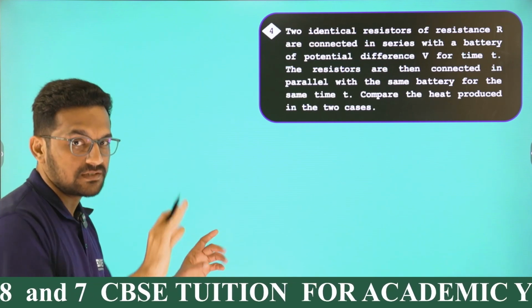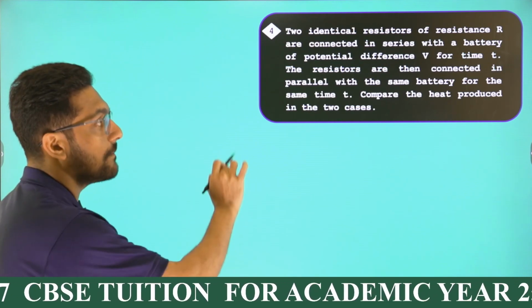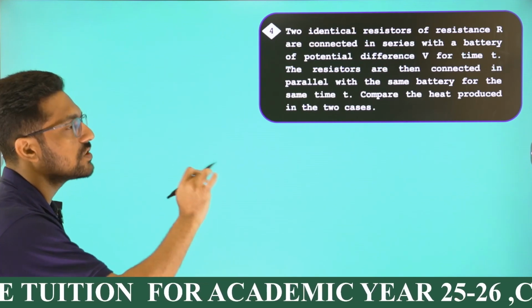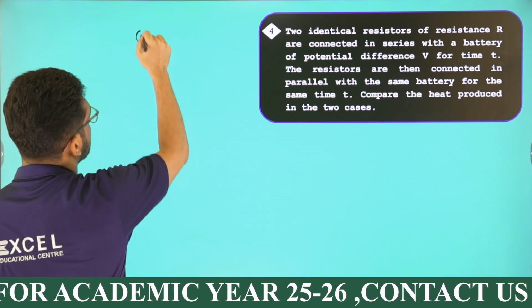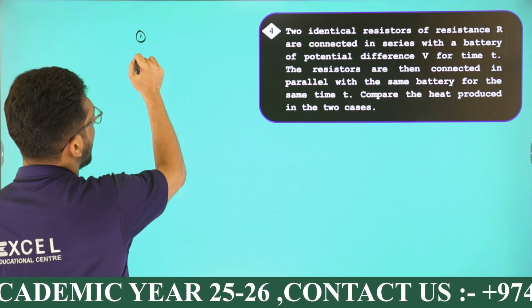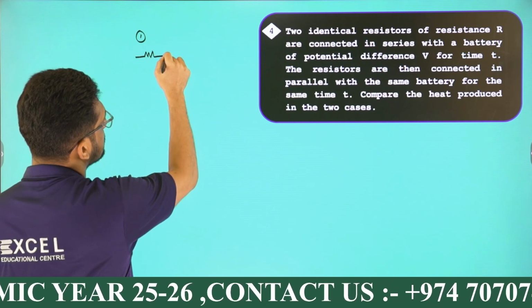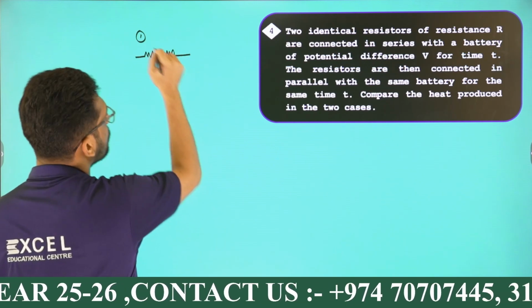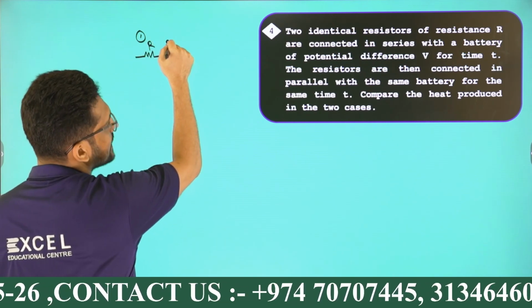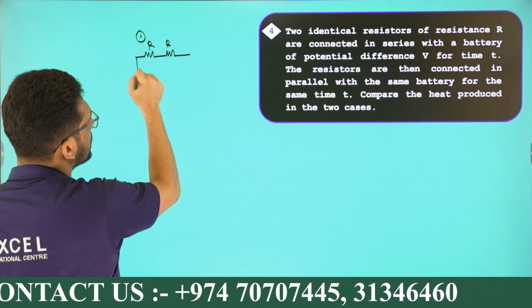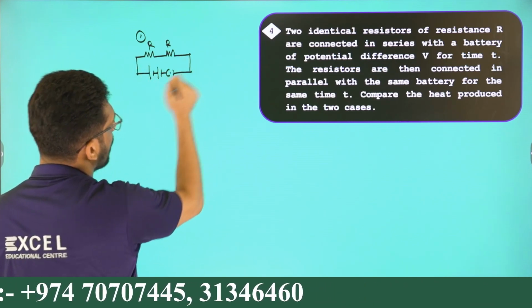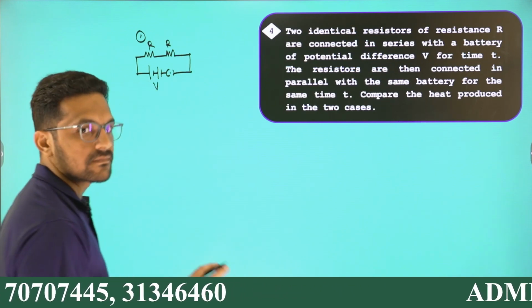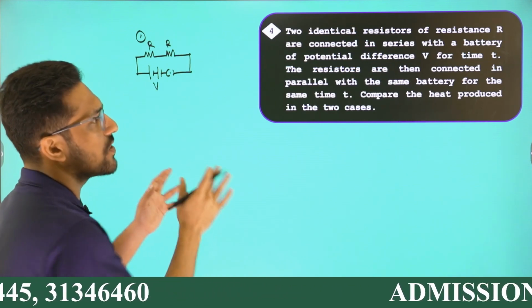Okay. So that means there are two different connections. Compare the heat produced in the two cases. I am going to take the first case. What is the first case? Two identical resistors having resistance R are connected in series with a battery having voltage V. So it will be producing a heat.